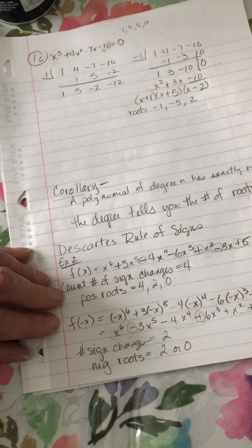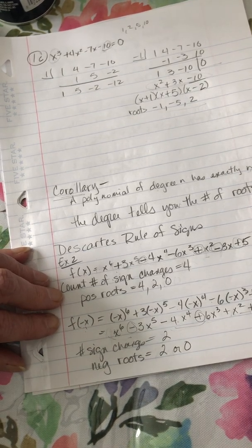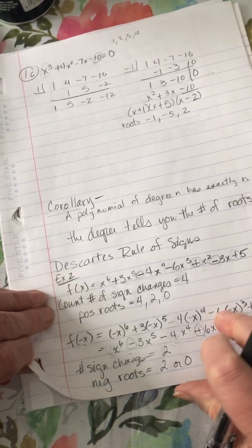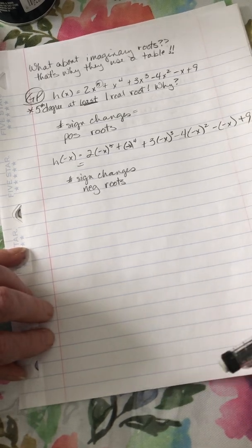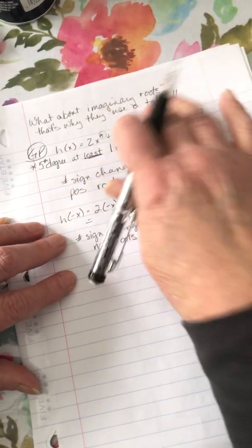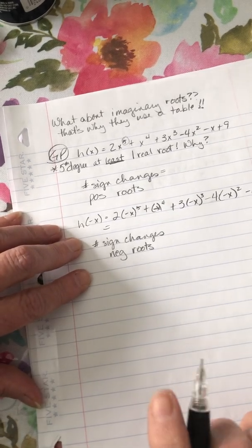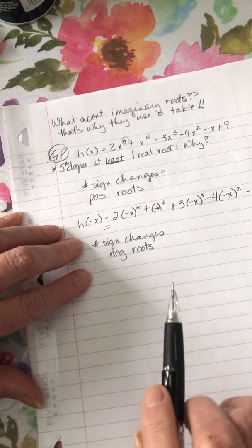Now it has to add up to 6. So I have to think of the possibilities. Can I have imaginary roots too? Yeah. So that's what that was talking about in the table, the possibility. So let's look at the guided practice.